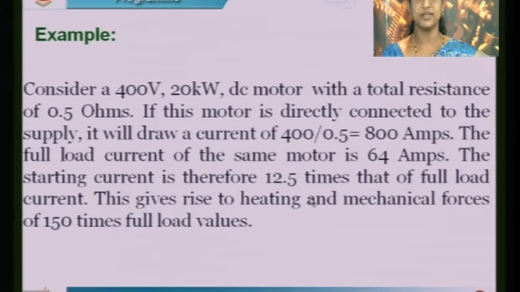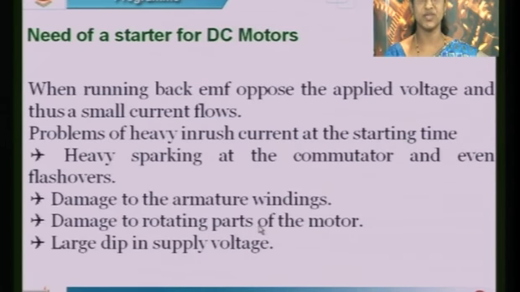So, how do you get this? 20 kilowatt divided by 400 volts gives you the current, so you are going to get only 64 amps when calculating. And 400 divided by 0.5 gives 800 amps. Instead of 5 to 6 times, we are getting 12.5 times the full load current. This gives rise to heating and mechanical forces of 150 times the full load values. This is very dangerous for the windings of the machine. That is why you must provide a starter for a DC motor.